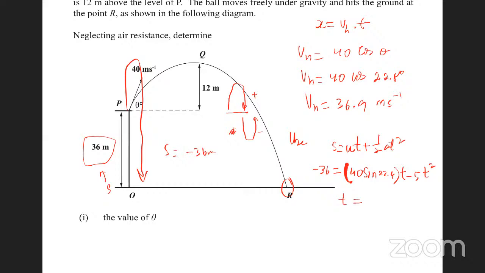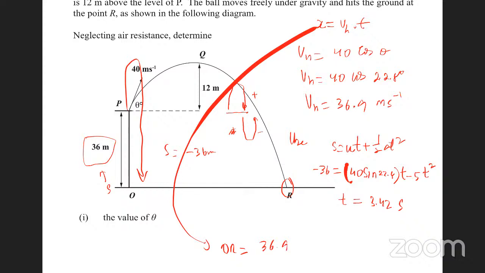Right? So when you solve the quadratic, you'll end up with T is 3.42. And then you come back here now and you solve for OR. OR will be 36.9 by 3.42.